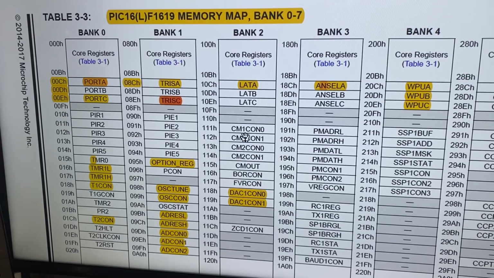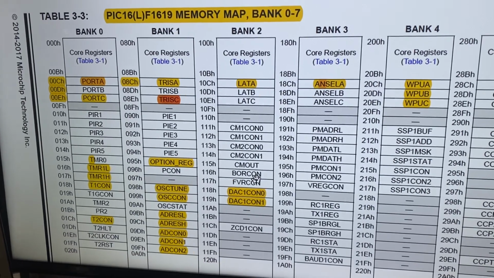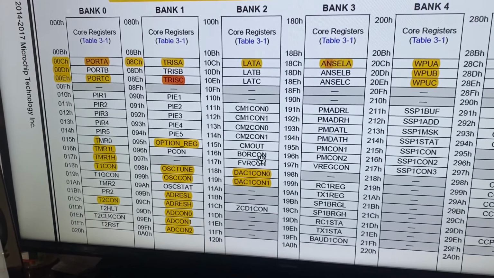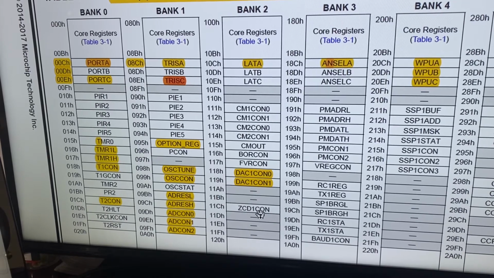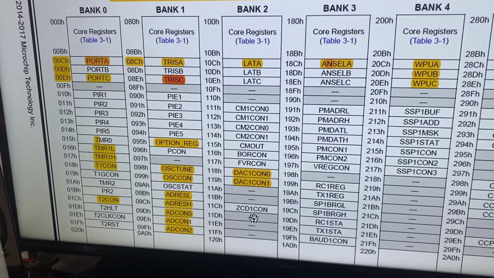Also, we will see the CM1CON0, CM1CON1, and brownout reset, in the voltage regulator, the brownout reset in case you want the micro to reset if the voltage is lower than 3 volts for battery applications. And this zero cross detection, this one is used for alternating current to control the power in many types of motors or resistive loads, AC loads. So this is for synchronization with AC alternating current loads.